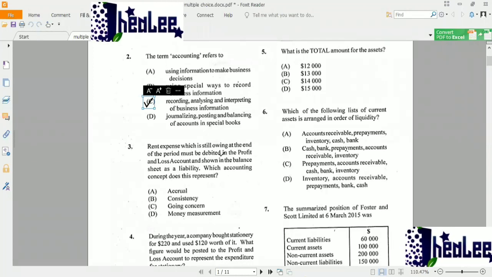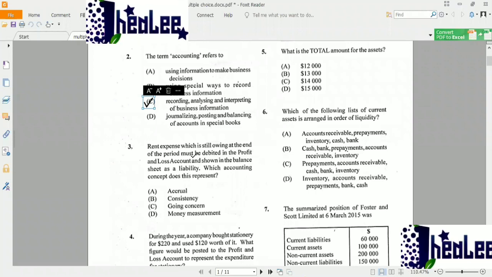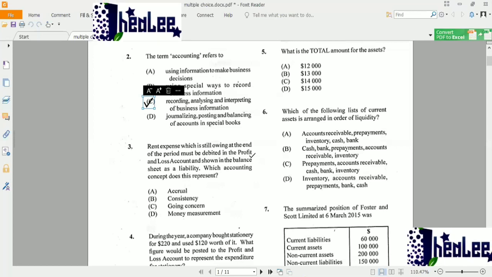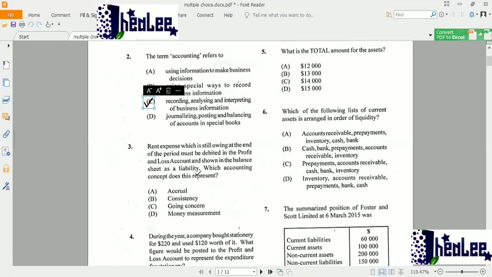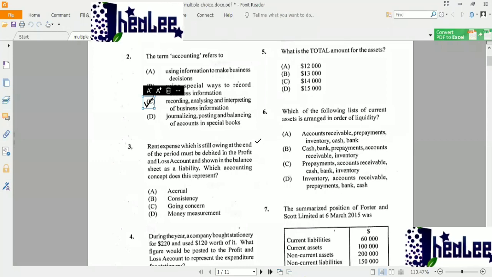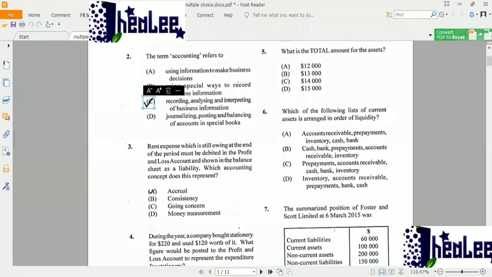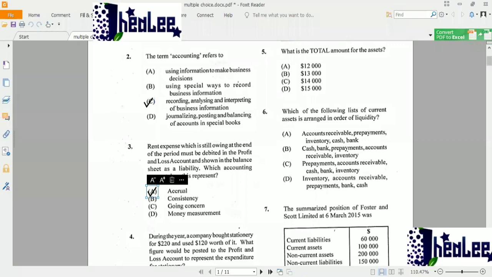Rent expense, which is still owing at the end of the period, must be debited to the profit and loss account and shown in the balance sheet as a liability. Which accounting concept does this represent? Accrual. That's the accrual. Lovely, lovely. You people are ready for exam.